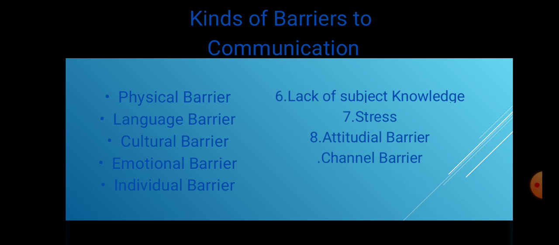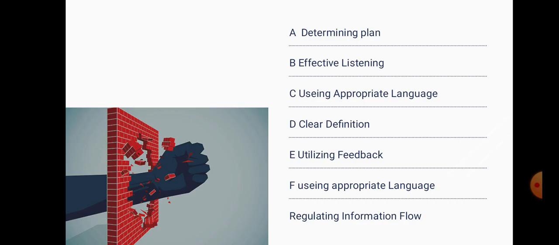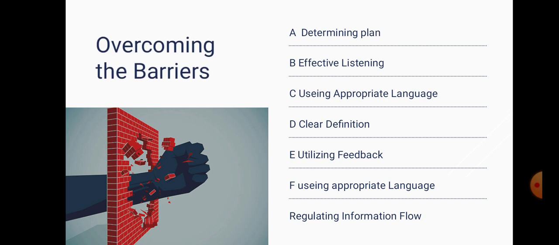Then overcoming the barriers. How can we overcome the barriers? First of all, we have to determine a plan, then effective listening, using appropriate language, clear definition, utilizing feedback, regulating information flow. Thus, we can overcome the barriers of communication.